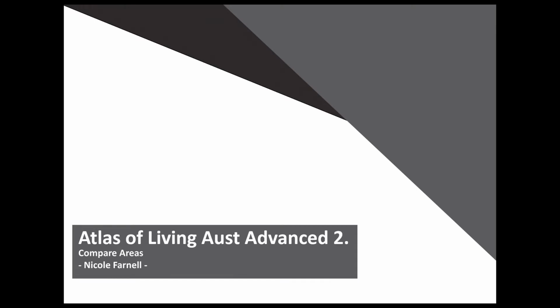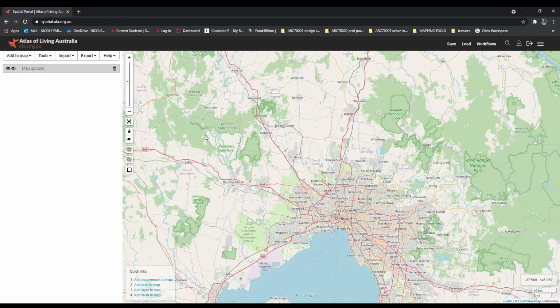I am going to talk to you today about Atlas of Living Australia once again. So you might have seen my basic tutorial previously and my first advanced, which looked at some of the different mapping techniques. In Advanced 2, we're going to look at comparing multiple areas and how we can map and look at different species in those two areas. So we are back on Atlas and we are going to compare areas today.